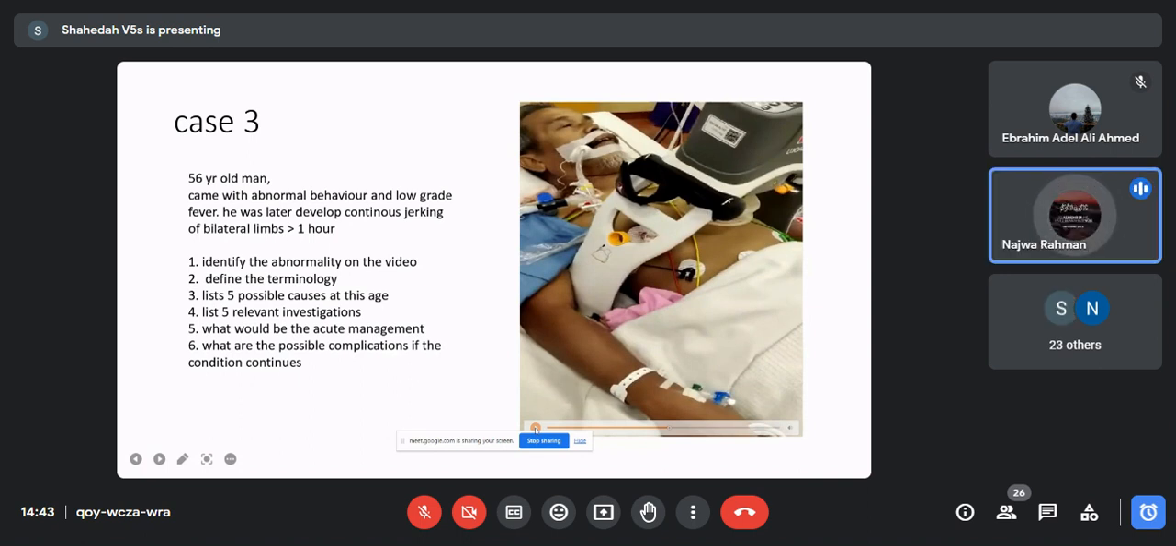A 56-year-old man came with abnormal behavior and low-grade fever. He later developed continuous jerking of bilateral limbs for more than 1 hour. Good. More than 1 hour.